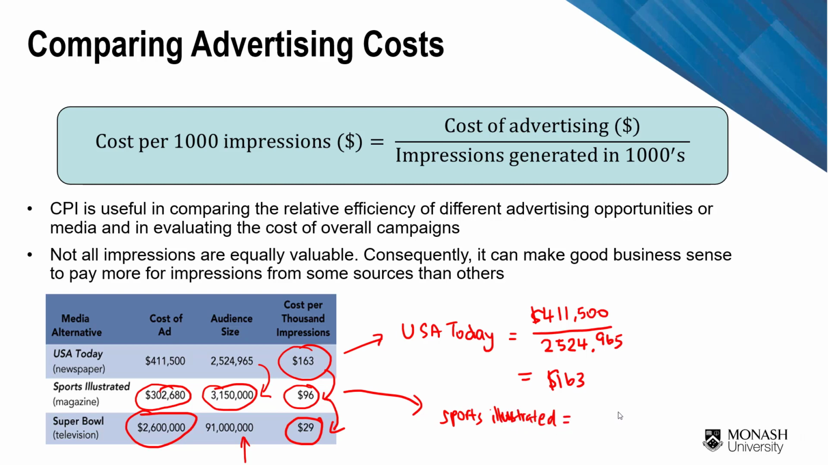So this is going to be 302,680, divided by 3.1 million, which has to be converted into thousands. So this will become 3,150 baht. So this will give you your 96.